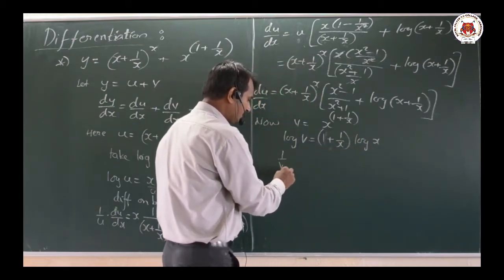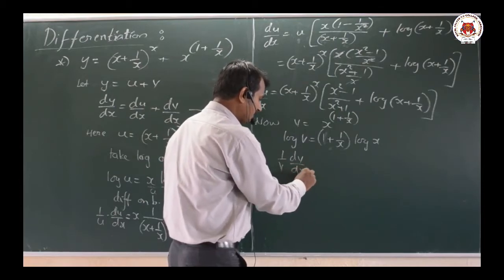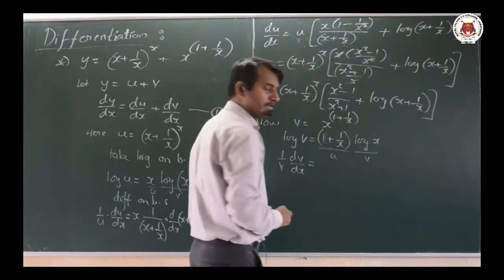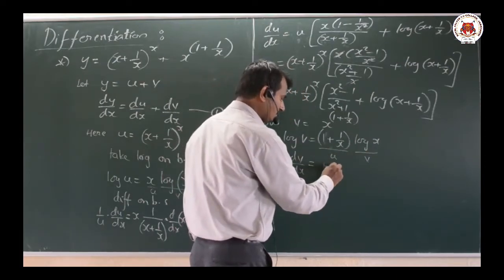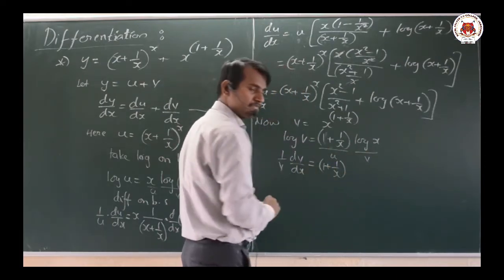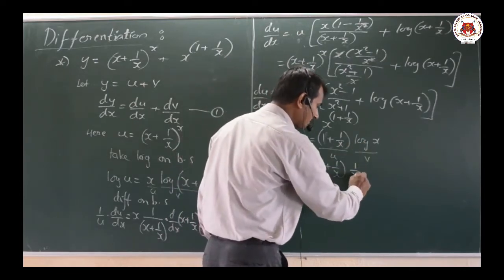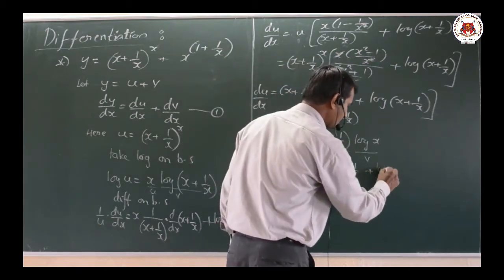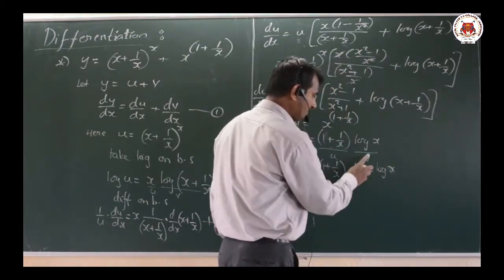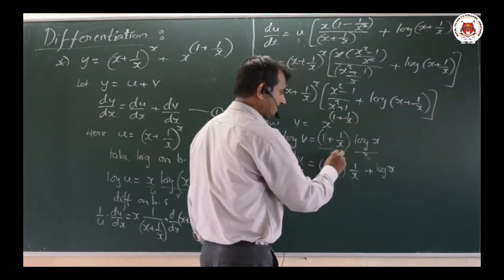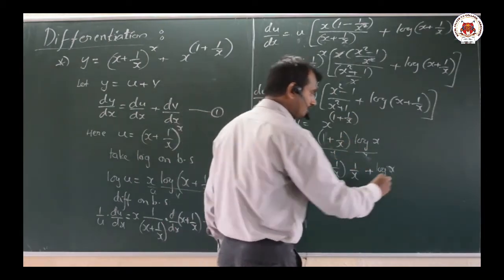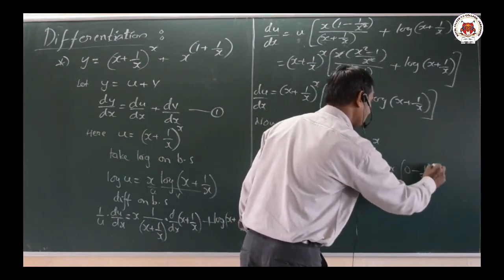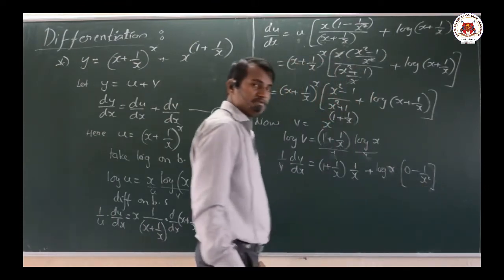That is 1 by v into dv by dx equal to, this whole part is u and this whole part is v here. That means u as it is, 1 plus 1 by x as it is, log x differentiation is 1 by x, plus of, next part is log x as it is, and v as it is, u differentiation. U differentiation means what it is? 1 differentiation is 0, minus 1 by x square. 1 by x differentiation will be minus 1 by x square.